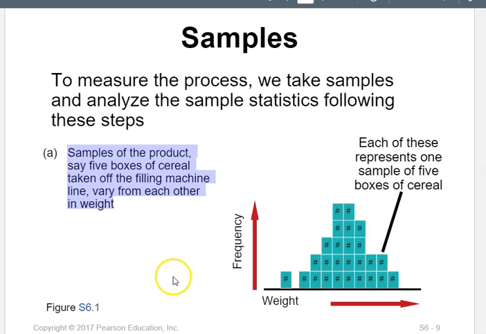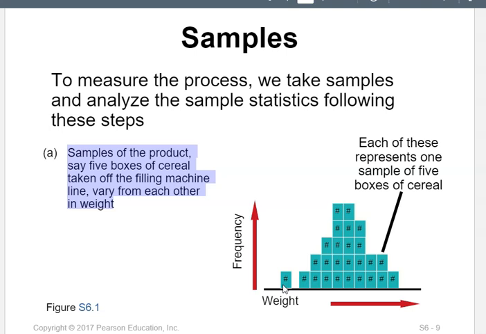Weigh them to see we're not selling more than what we are supposed to sell for the price we're getting, and we want to make sure customers are happy, so we don't want to put less than what's supposed to be in the box. But again, variation exists, so we can't weigh every box coming out. So we get a sample.